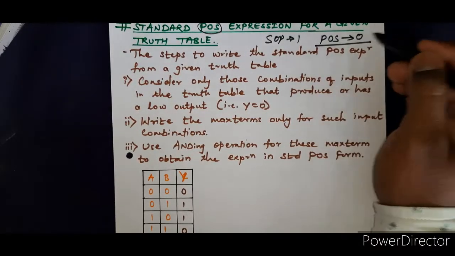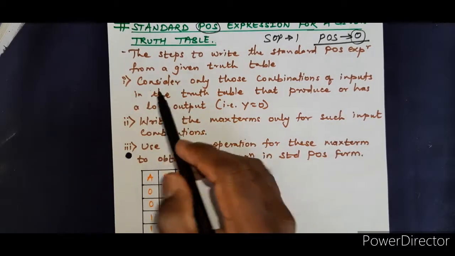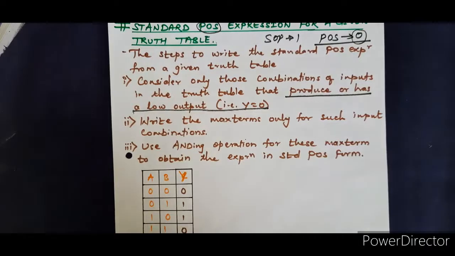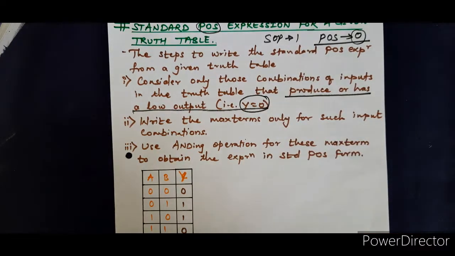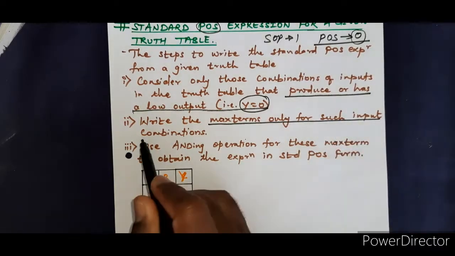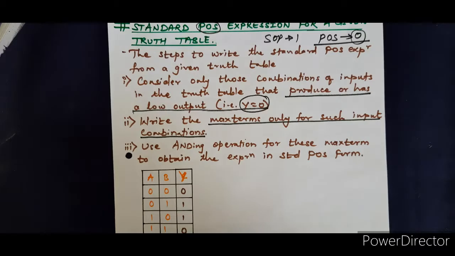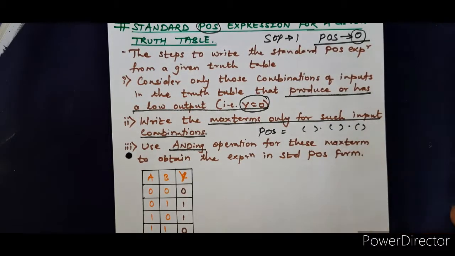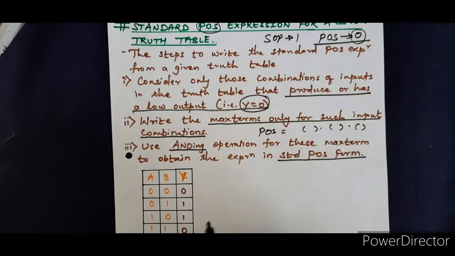Now we have to look for those entries in the truth table which have output 0. So let's go through these steps. Consider only those combinations of inputs in the truth table that produce a low output, y equal to 0. Write the max terms only for such input combinations. Now here the ANDing operation is required, because if you see the form of POS, it is this form and this is the ANDing form. Use the ANDing operation for these max terms to obtain the expression in standard POS form.